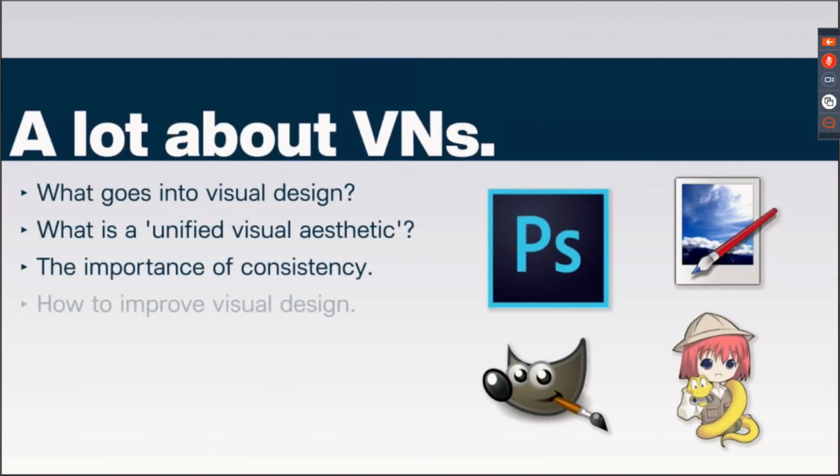So to really understand what goes into visual novel design, we have to break down each aspect of visual in visual novel and how each piece fits together. I'd also like to talk about what a unified visual aesthetic is, since I'll be using that term a lot today. It's as straightforward as it sounds, really, having everything be consistent, but there are certain ways to do things that I'd like to focus on.